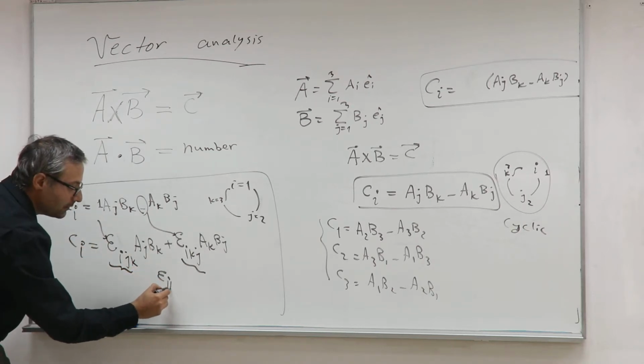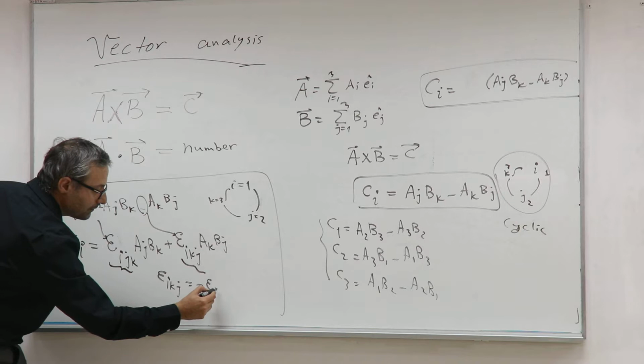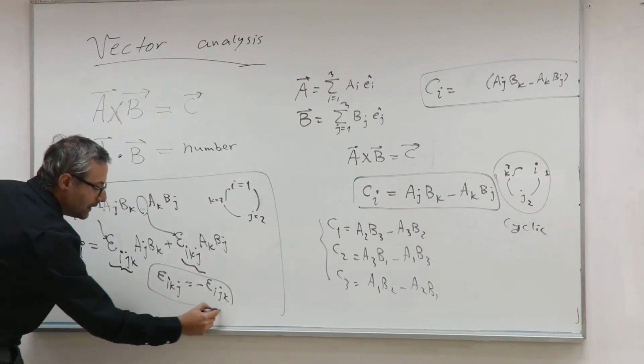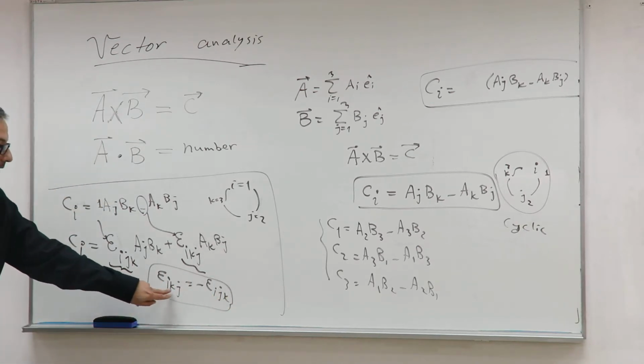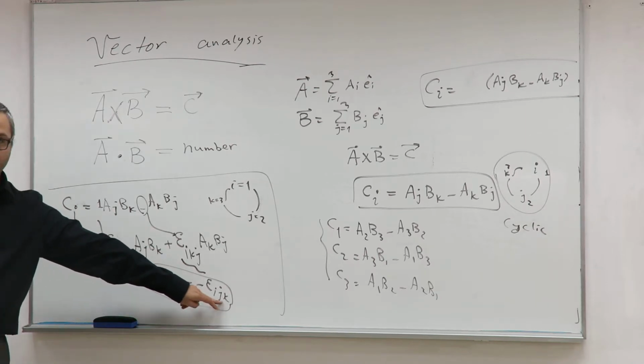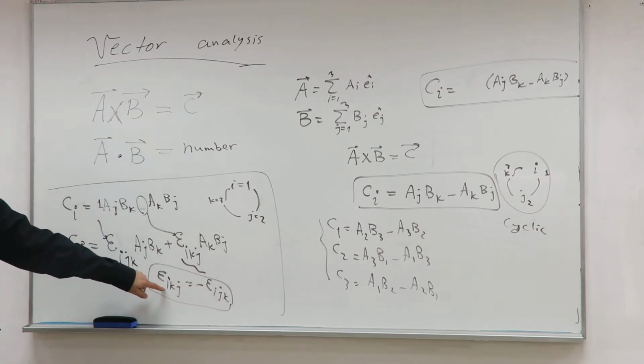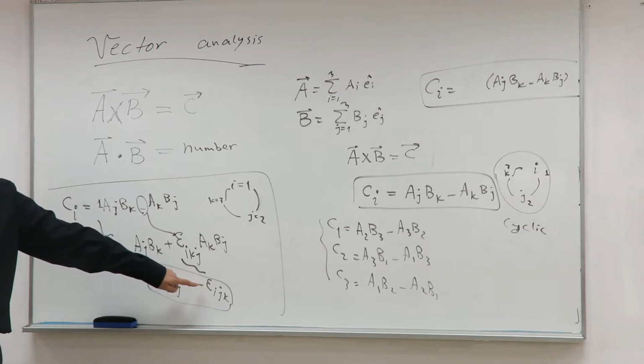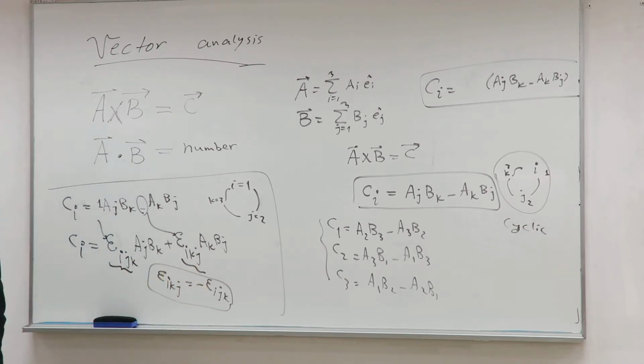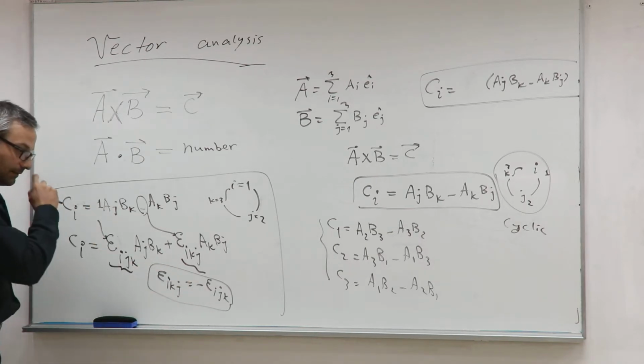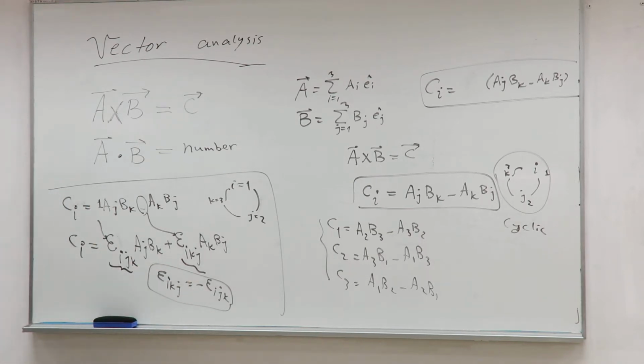So I introduced a factor that if I change the second pair of the index, it will be negative. So epsilon 1 2 3 is minus epsilon 1 3 2. Just change j and k, so j and k will be swapped. So this object is called the Levi-Civita symbol. So this is one of the places where by introducing the index, you can make the equation more beautiful.